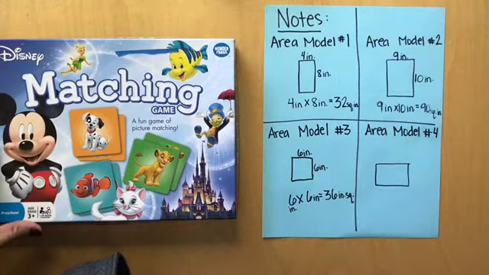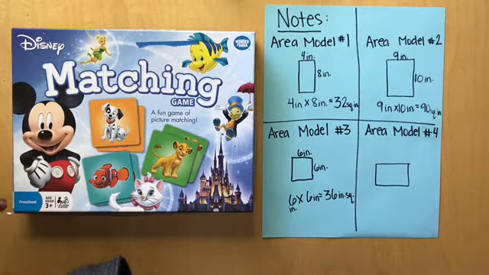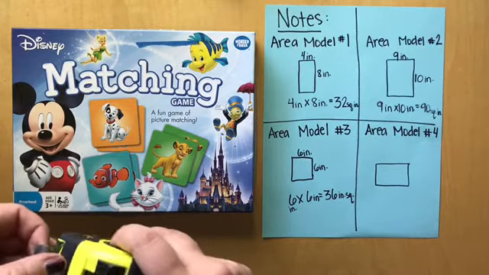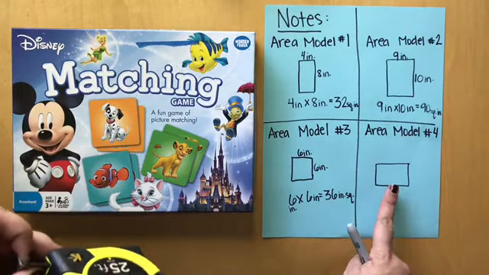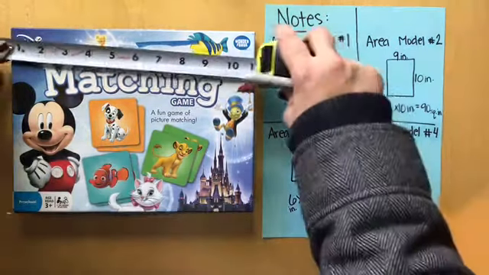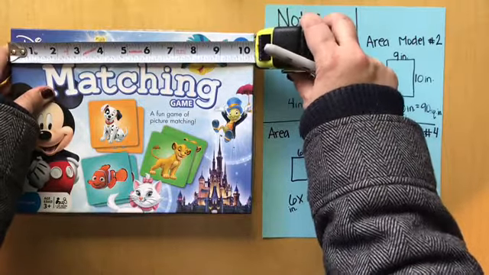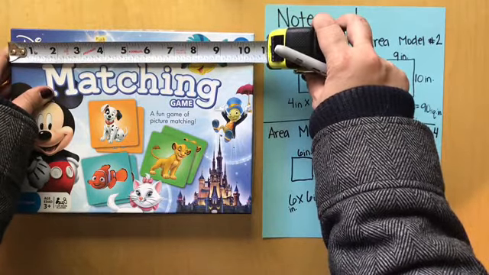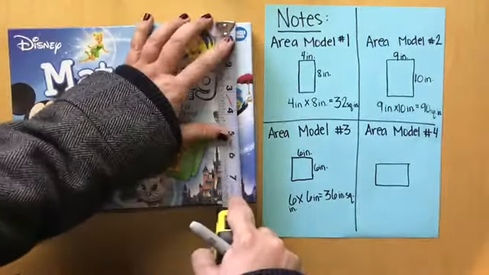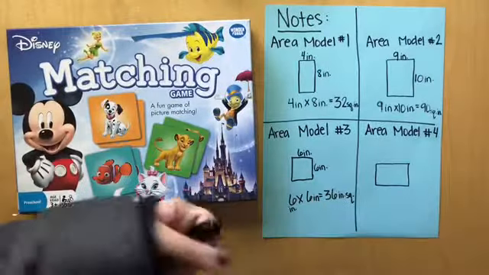Okay, the last one that you're doing with me is the matching game box that my daughter has. So I already drew my area model. Go ahead and draw yours. On this side, it is 10.5 inches, so rounding up to the next inch would be 11 inches. And this side is 8 inches. So 11 inches by 8 inches.